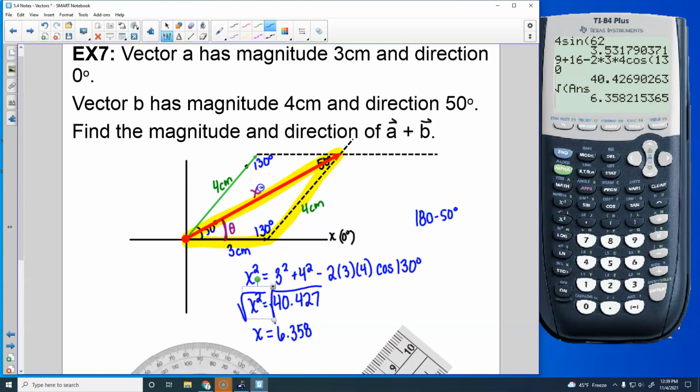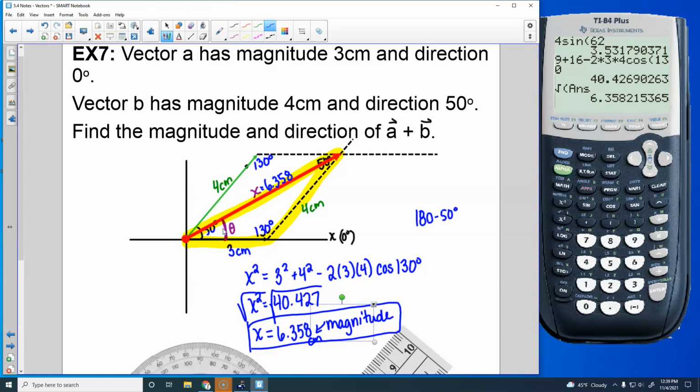So we have just found that this side is 6.358. Okay, so that is our magnitude. And I guess it's centimeters. So this is part of our answer. The other part that we need is the direction, which is this angle right here. How could I find it?